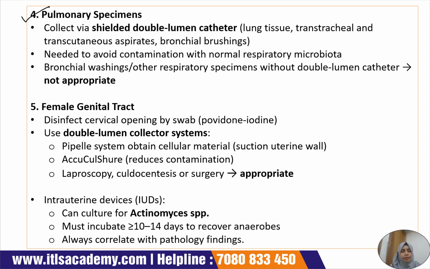For pulmonary specimens, lung tissues must be collected via shielded double lumen catheters. Also, transtracheal and transcutaneous aspirates and bronchial brushings are used. The specimens need to avoid contamination with normal respiratory microbiota, otherwise the results will be inappropriate. Bronchial washings or other respiratory specimens without lumen catheters are generally not considered appropriate.